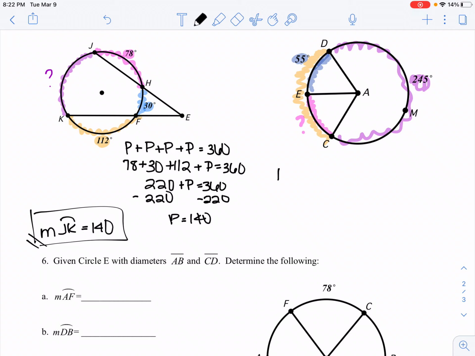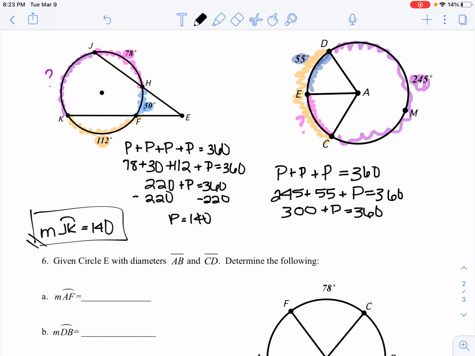So hopefully what you did is part plus part plus part. You saw that we had 3 parts equals our whole of 360. We're given 2 parts, 245 plus 55, plus our other missing part is going to equal 360. When I do that 245 plus the 55, I'm going to get 300. So the missing part equals 360. Subtract by 300 on both sides.